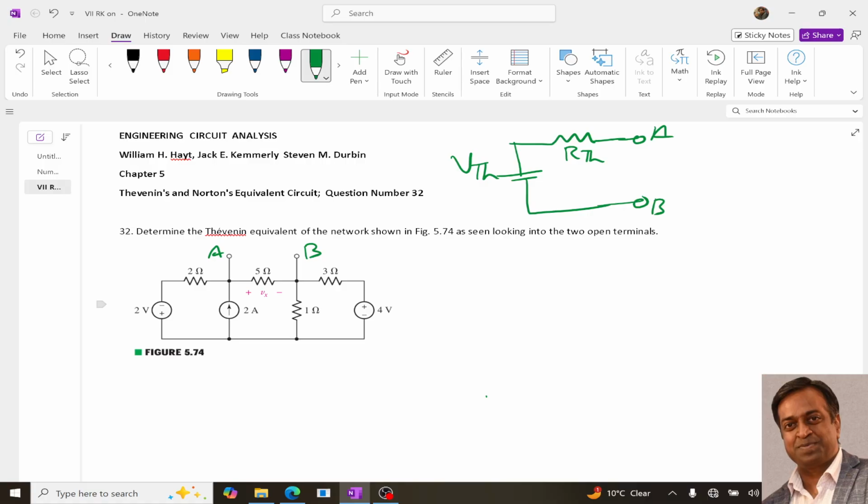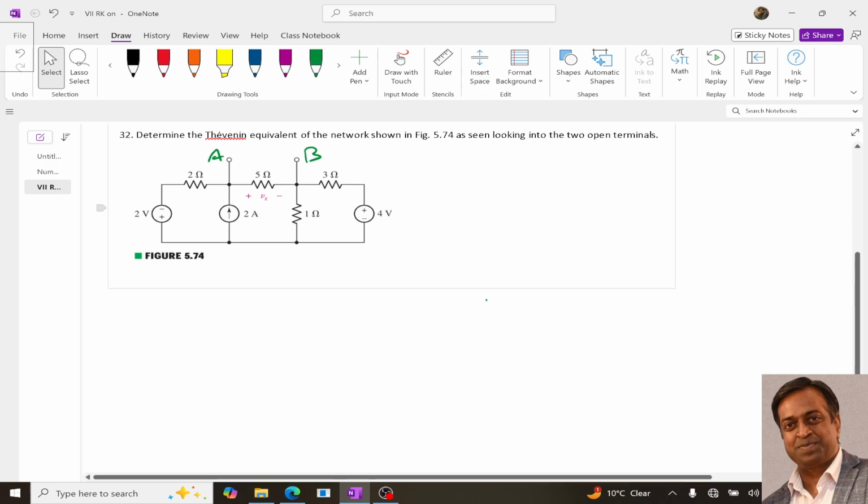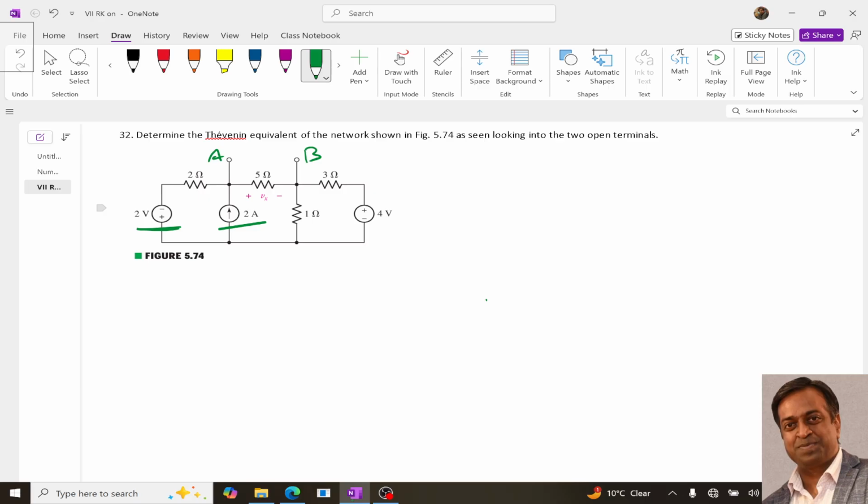Similar to the last video, first we are going to determine RTH. To determine RTH, we need to deactivate the voltage sources and the current source. If we are deactivating a voltage source, it simply means that we are going to replace it with a short circuit. And to deactivate a current source, we need to replace it with an open circuit.